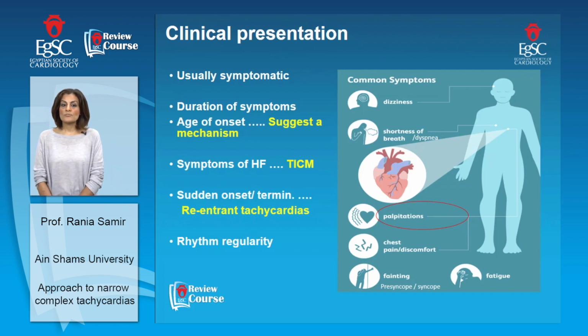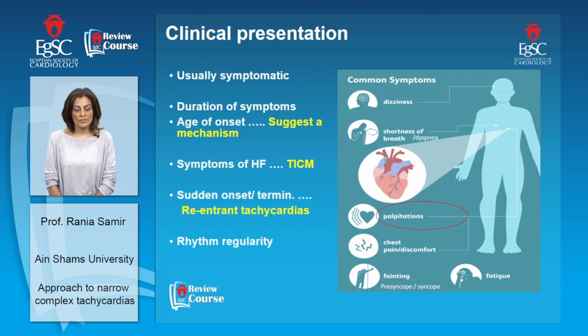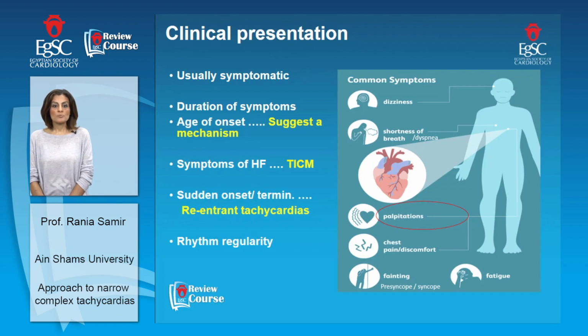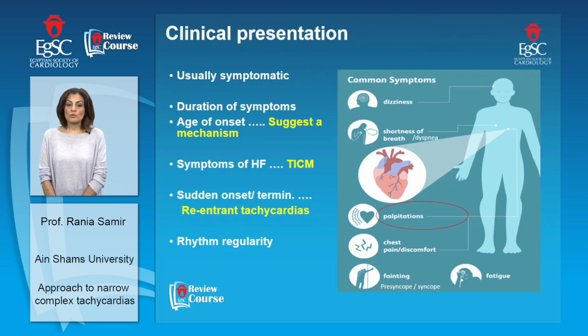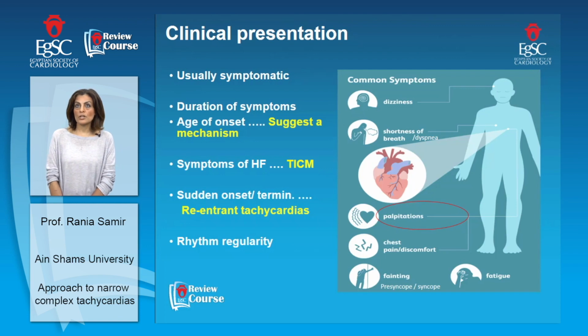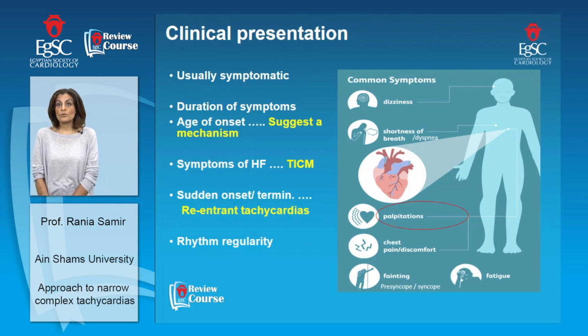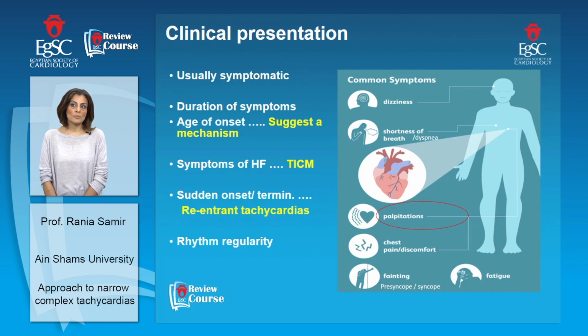And also the presence of symptoms of heart failure can indicate the occurrence of tachycardia-induced cardiomyopathy and prompts you to act rapidly and manage this tachycardia rapidly. Also, the sudden onset and termination of the tachycardia, or the paroxysmal nature of the tachycardia, can give you a clue that it might be a reentrant tachycardia or caused by triggered activity. Also, the rhythm regularity can give you a clue about the type of tachycardia. If it's completely irregular, you might think it's atrial fibrillation or multifocal atrial tachycardia. If it's regular and paroxysmal, we will move towards the reentrant tachycardias or focal atrial tachycardias.